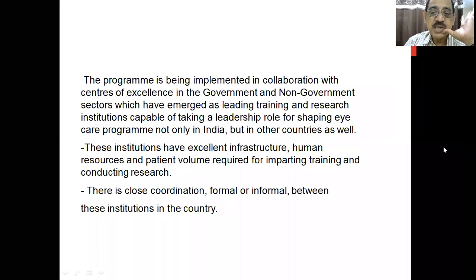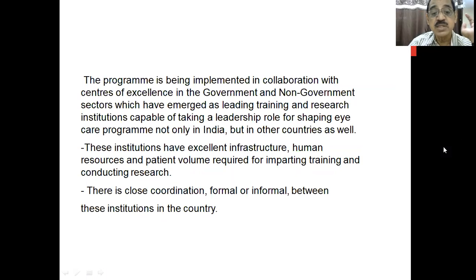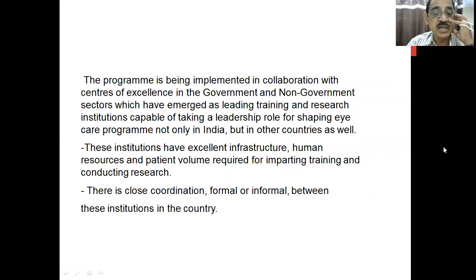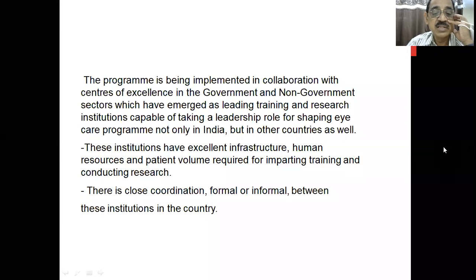So the program is being implemented in collaboration with the Centers of Excellence in the government and non-government sectors, which have emerged as leading training and research institutions capable of taking a leadership role for shaping eye care programs, not only in India, but in the other countries as well. So these institutions have excellent infrastructure, human resources, and patient volume required for imparting training and conducting research. There is a close coordination, formal and informal, between these institutions in the country.